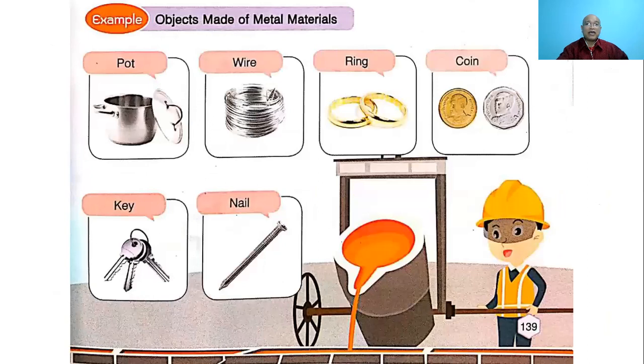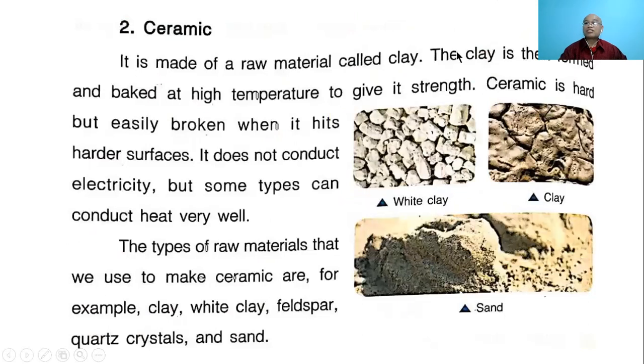For example, here you see examples of objects made of metal materials. Pot, wire, ring, made of gold. Coin can be gold or silver. This is a branch made of silver. Key, metal. Also nail. So this is how metal materials can be made into many of these objects. You can go through a process of heating and molding, and you can form them into several objects. All right. So how about ceramic?